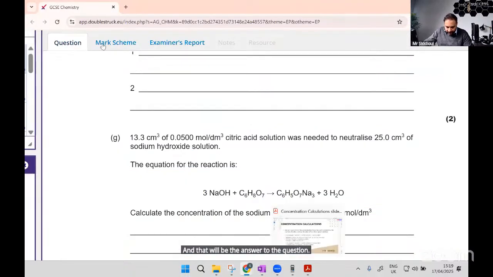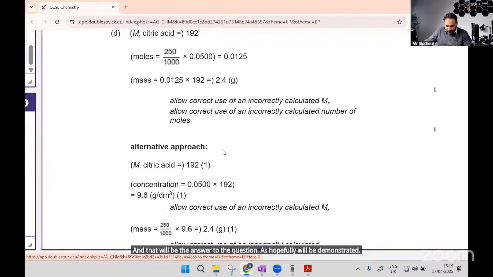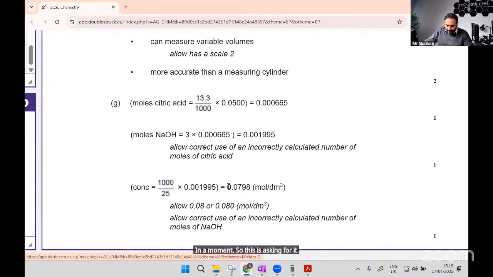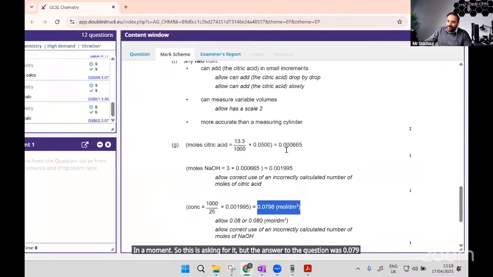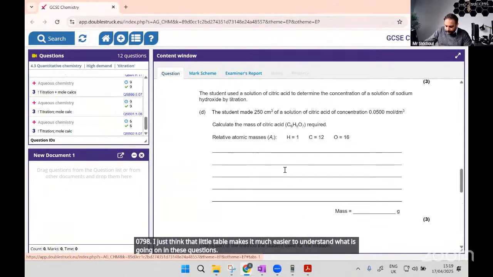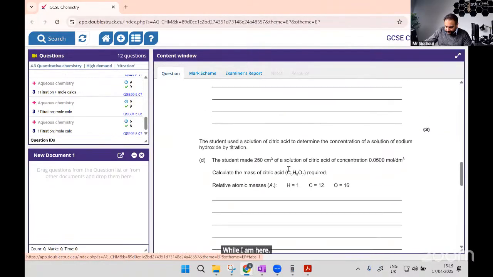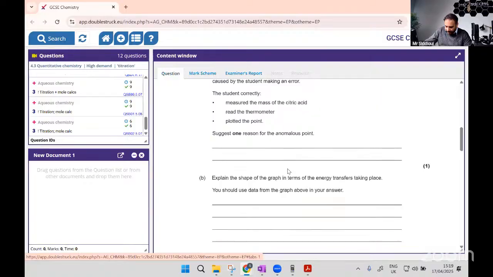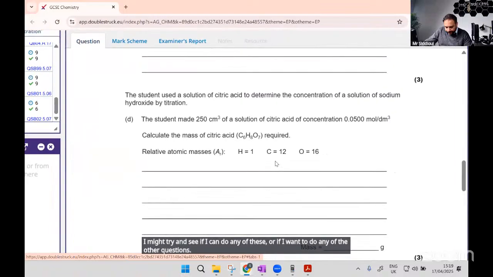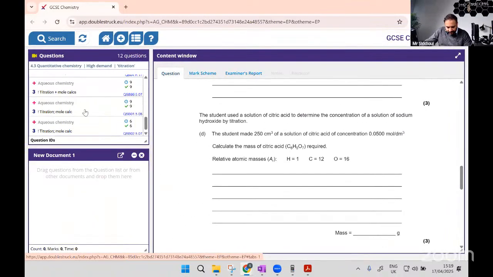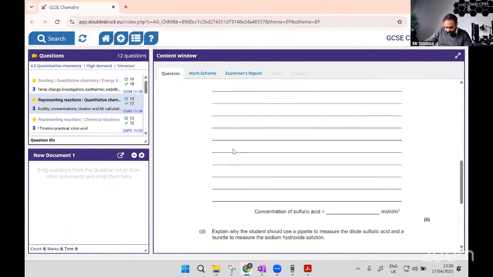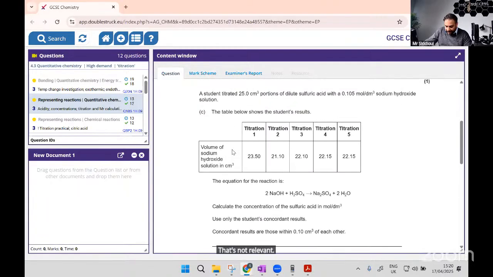As hopefully will be demonstrated in a moment. Down there. So this is me asking for it, but the answer to the question was 0.0798. I just think that little table makes it much easier to understand what is going on in these questions. While I am here, I might try and see if I can do any of these other questions. Yeah, that's not that relevant. That's 5 marks, so let's have a look at this.